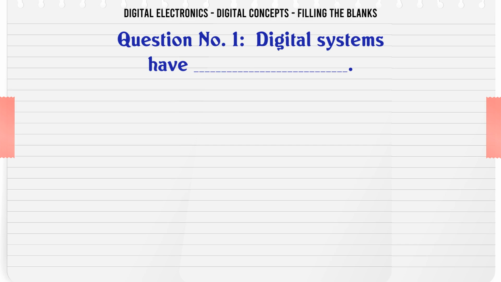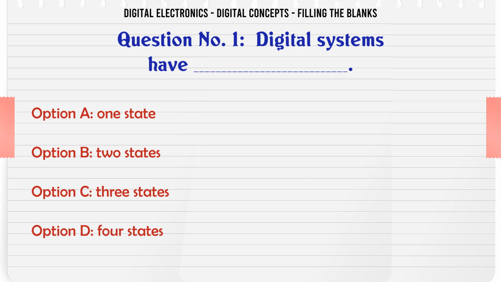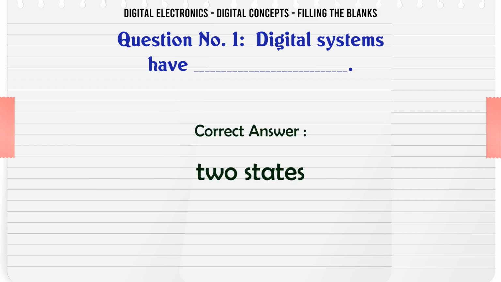Digital systems have A. 1 state, B. 2 states, C. 3 states, D. 4 states. The correct answer is 2 states.